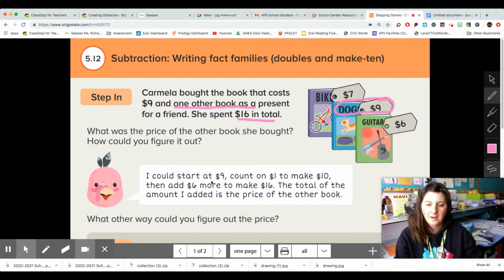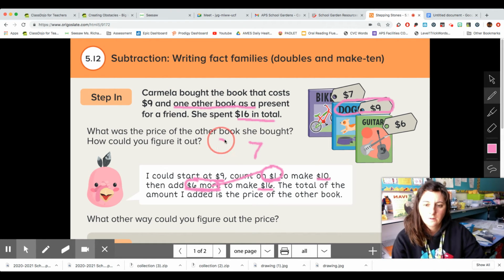I could start at 9, count on $1 to make $10, so we're using make 10, then add 6 more to make 16. The total of the amount I added is the price of the other book. So the two amounts that were added, we counted on 1, and then we added 6 more. 6 plus 1 is 7. 9 plus 7 equals 16. So the cost of that other book that she bought must be $7.